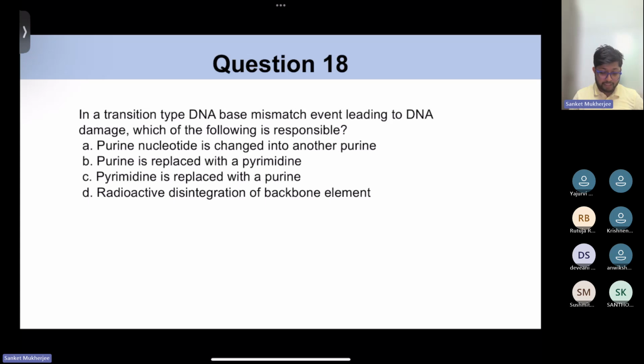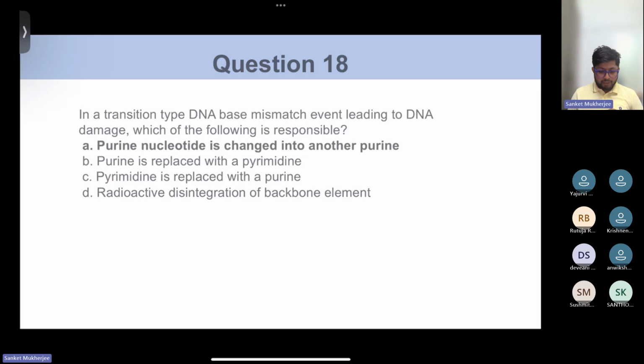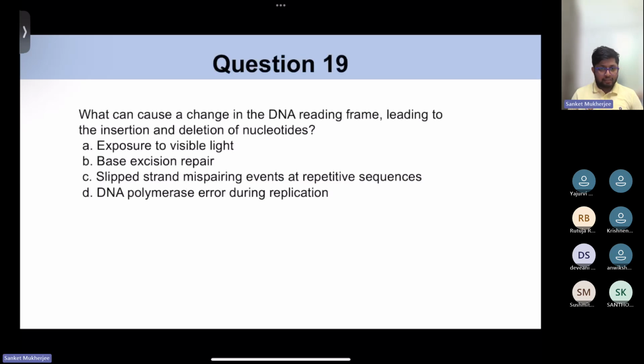In a transition type DNA mismatch, which of the following is responsible? Purine is changed to another purine, or purine is replaced with a pyrimidine, or a pyrimidine is replaced with a purine, or a radioactive disintegration of the backbone element. What would be the answer? I think it's very easy. Purine nucleotide changed into another purine. Absolutely correct.